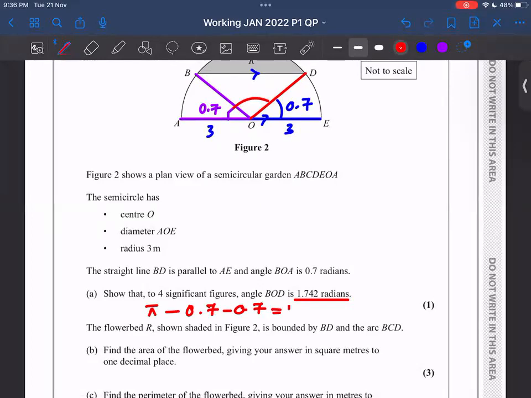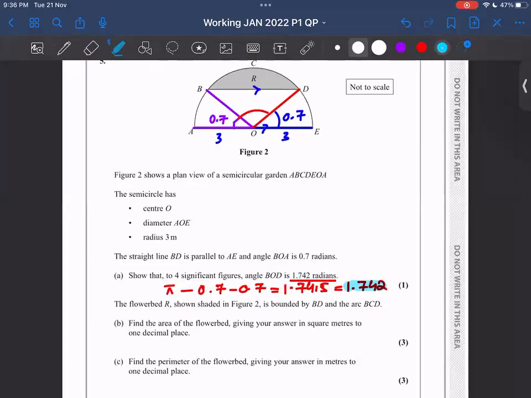It is going to give you 1.7415. First give the answer in five significant figures, then give the answer in four significant figures: 1.742. See, we have shown this. 1 mark is given. Now they're saying find the area of the flower bed, giving your answer in square meters to 1 decimal place.